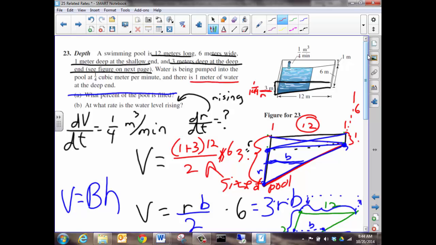Yes, sir? This is only for the triangle part. What about the rectangle? Very good. Why do we not need to worry about the rectangle right now?